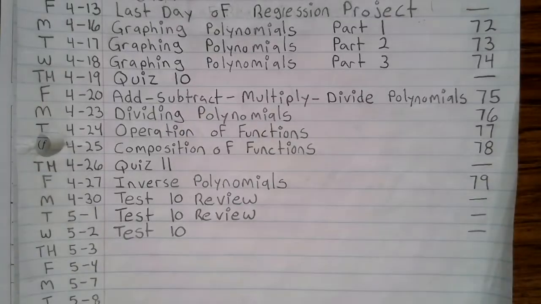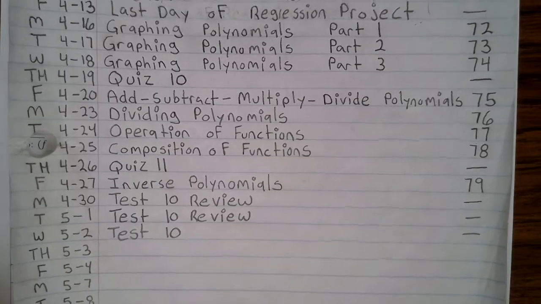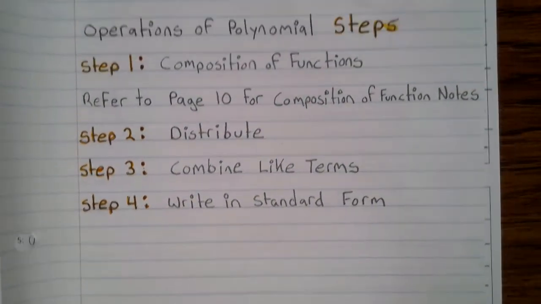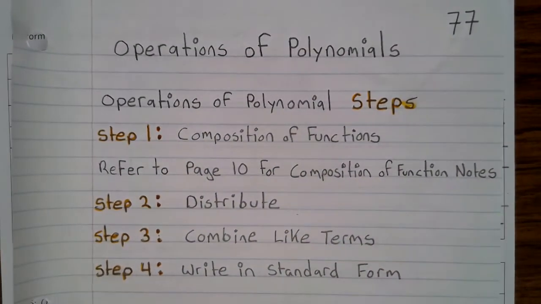Okay, Wildcats. Today we're looking at Tuesday, April 24th, operation of functions on page 77. If you would, update your table of contents. All right, now your table of contents are updated. Let's take a look at the notes. All right, operations of polynomials on page 77.